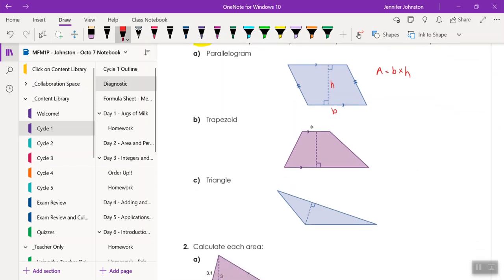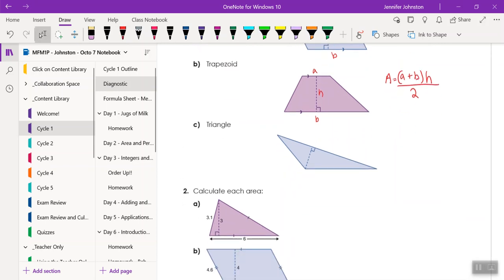For our trapezoid, we talk about the tops and the bottom as well as the height. So for our trapezoid, we have the letters A, B, and here is our height, H. And our formula looks like this: area is equal to A plus B, so the top plus the bottom, times the height, divided by 2.